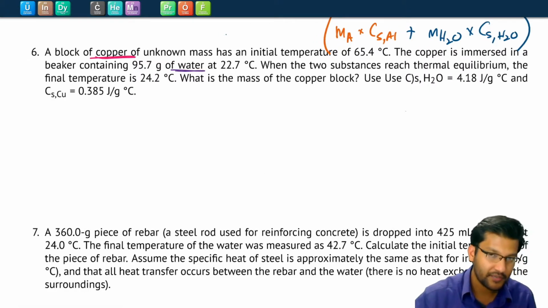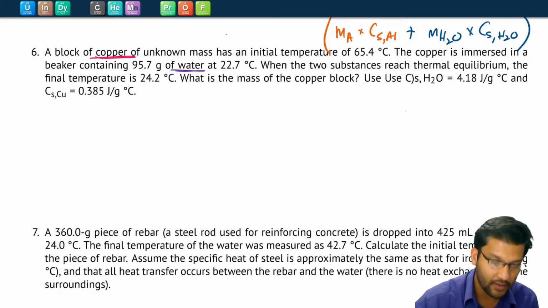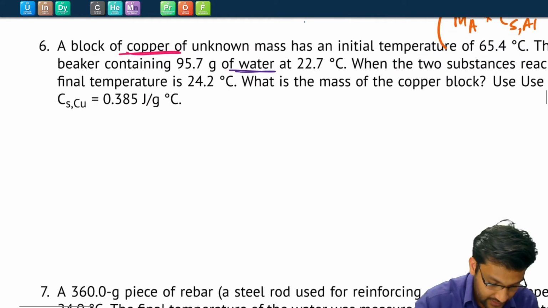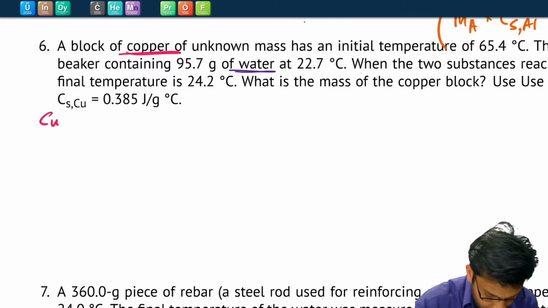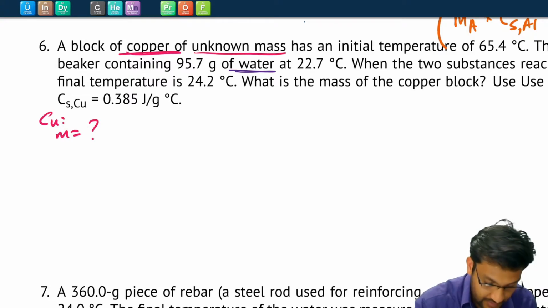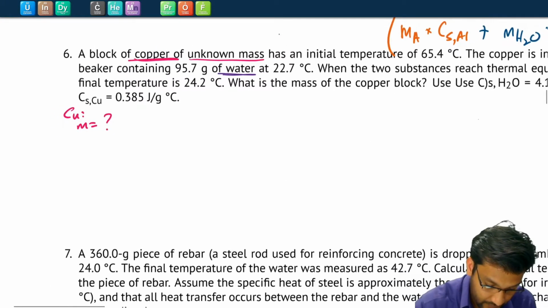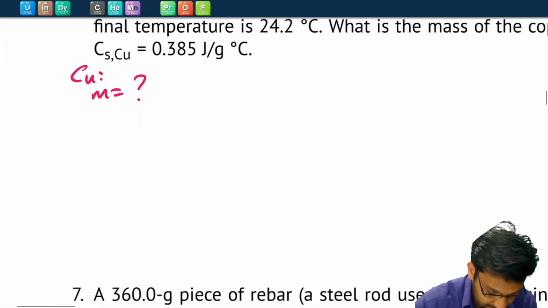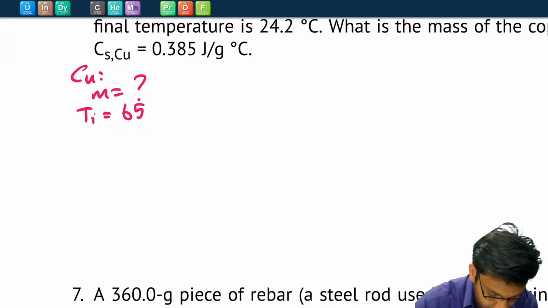So before you attempt problems like these, I would write all of the pieces of information for each of the two materials that were given. So let's start with copper, right? The mass of copper is unknown because that's what we need to find in the question. The initial temperature of copper is 65.4 degrees Celsius.